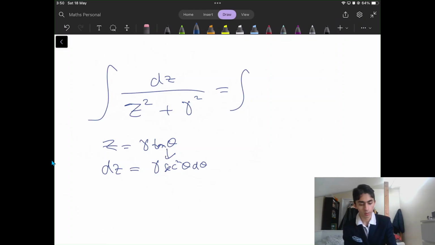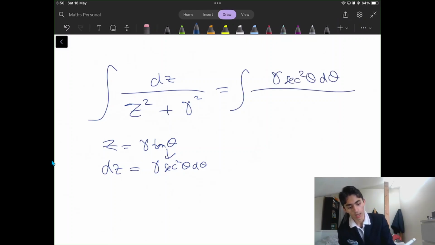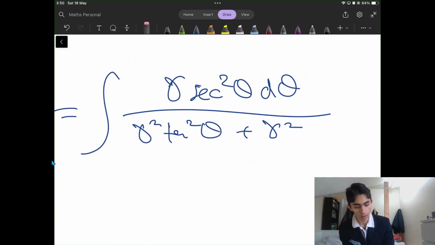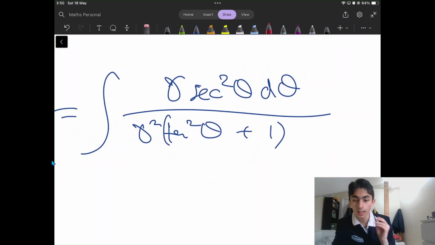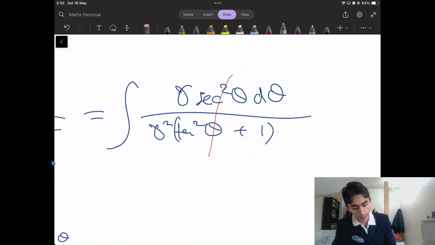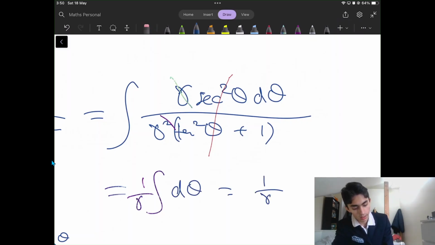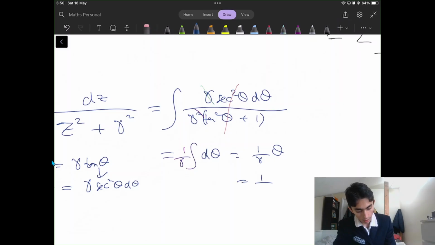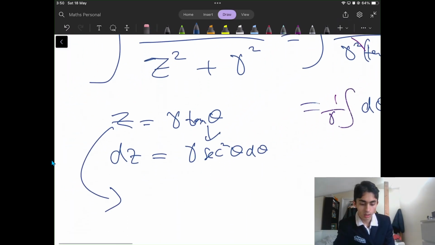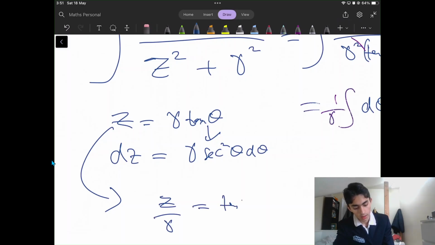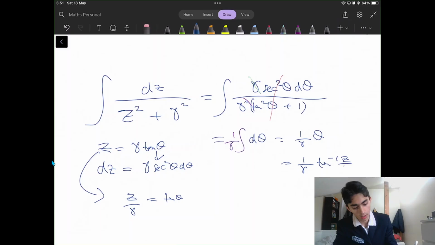And so if you replace the numerator dz with gamma secant squared d theta, and the denominator, well, z squared is just gamma tan theta squared, so gamma squared tan squared theta, plus gamma squared. You could factorize the gamma squared from the denominator to get gamma squared times tan squared theta plus 1, right? And an identity you must know is that secant squared is equal to tan squared plus 1. So the secant squared and the tan squared plus 1 cancel, and the gamma cancels like this. You're just left with the integral of 1 over gamma d theta, which is 1 over gamma times theta, plus c, which I'm going to ignore. So here, if z equals gamma tan theta, so z over gamma equals tan theta, then theta is tan inverse of z over gamma, right?